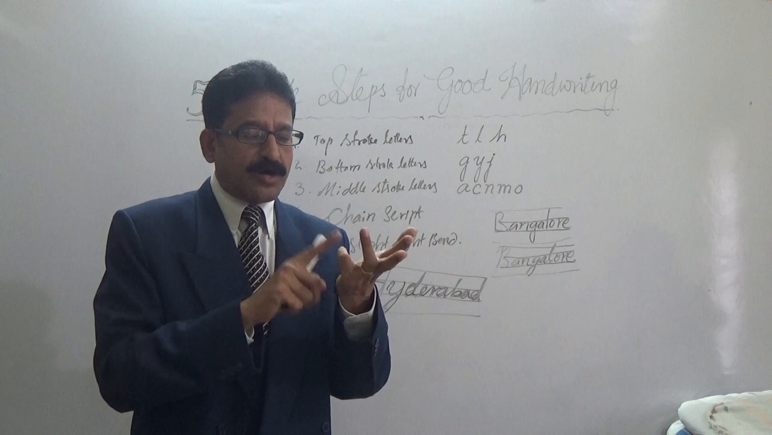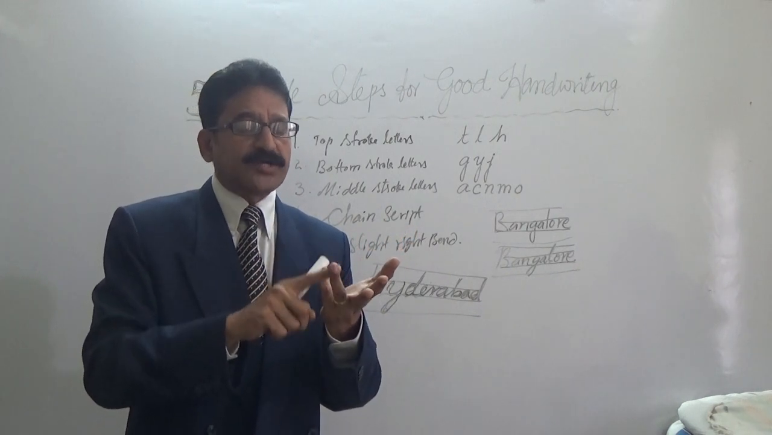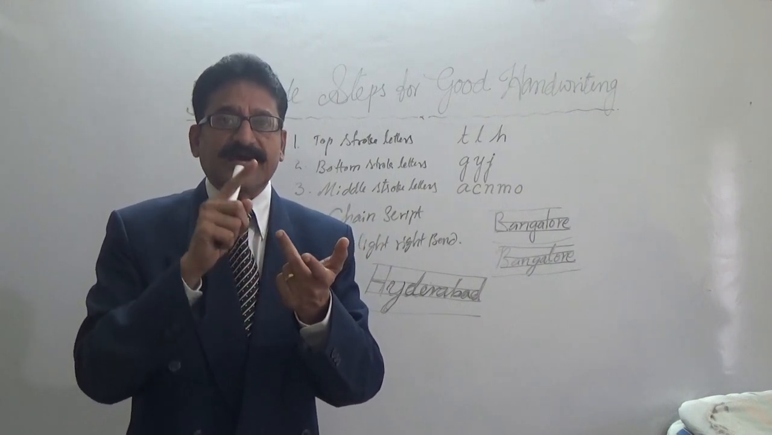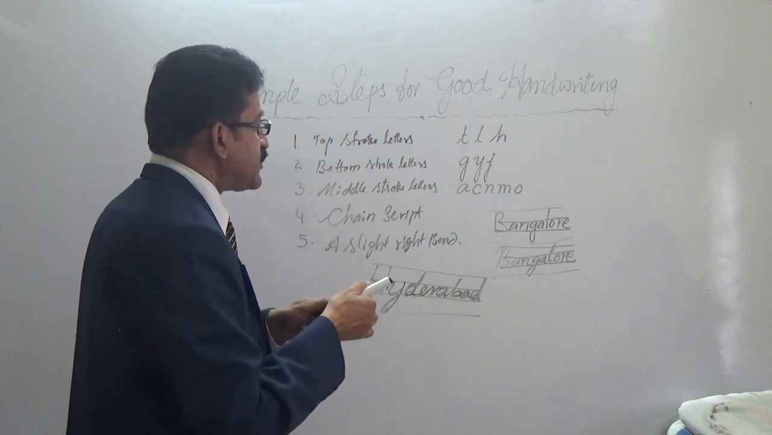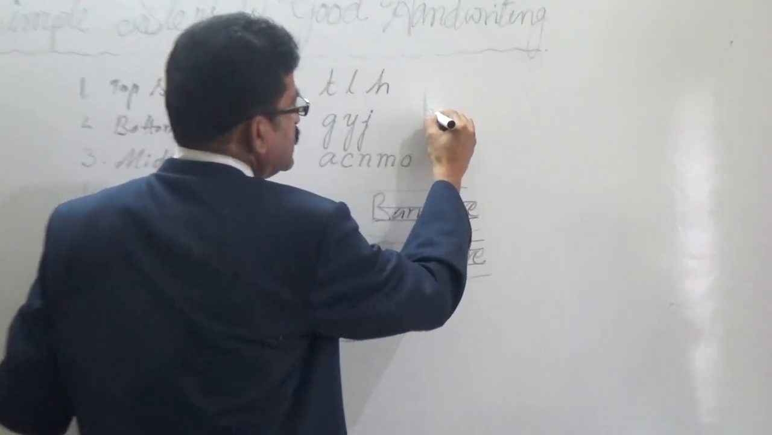One thing is, top stroke letters have to be dragged to the top. Bottom stroke letters have to be dragged to the bottom. And middle stroke letters have to be in the middle only. But at the same time, some people write in some erratic manner. See, for example, it should be like this.